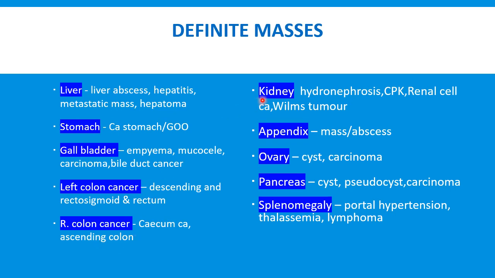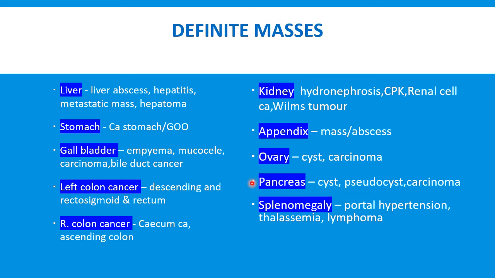The kidney can give rise to masses due to obstruction and hydronephrosis, congenital polycystic kidneys, renal cell carcinoma, and in children, Wilms tumor or hypernephromas. Appendix can give rise to masses due to inflammation, appendicular mass, and abscess, which are one of the most common masses in practice. Ovary can give rise to ovarian cysts or carcinoma.